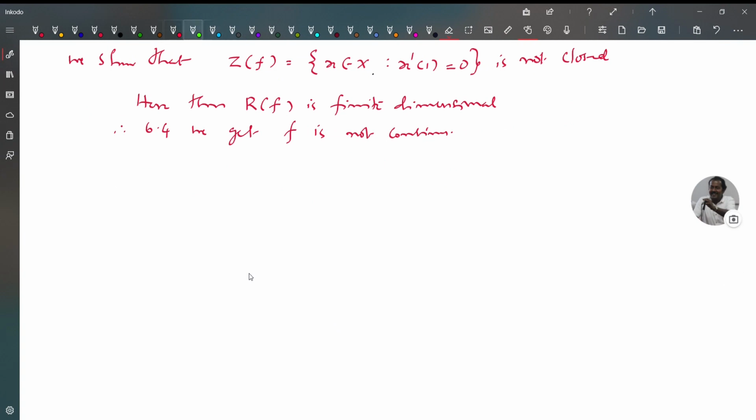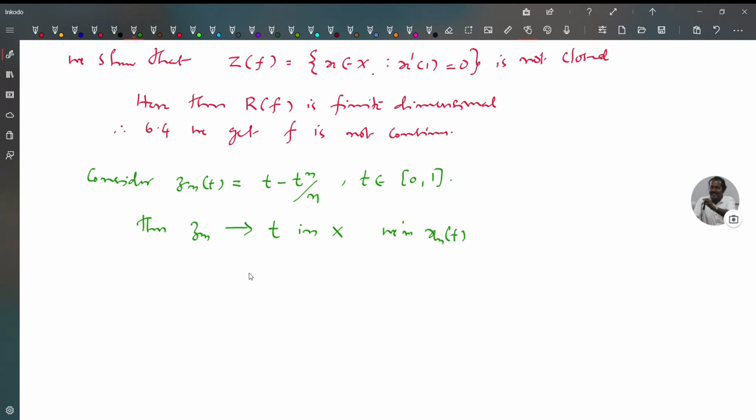Consider z_n of t equal to t minus t raised to n by n, t belongs to [0,1]. Then z_n converges to t in X. We have x_n of t is equal to t raised to n. Therefore, x_1 of t is equal to t, defined as x_1. That is, z_n converges to x_1 in X.